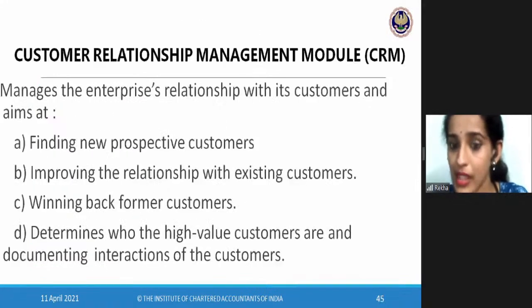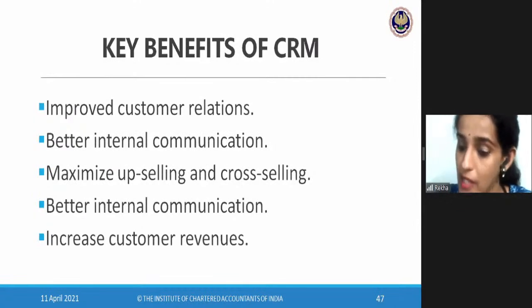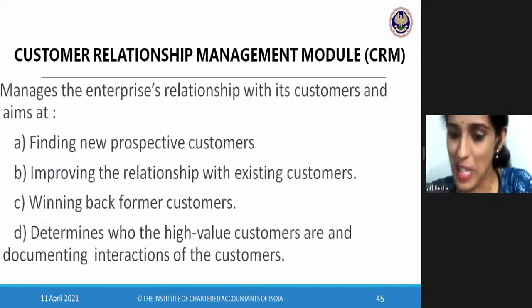Now, next, another very important module is the customer relationship module. Make sure you learn the key benefits. From an exam point of view, the key benefits of CRM are very, very important. So mark this as very important. What are the benefits of a CRM module? Now, why do you need a CRM module?